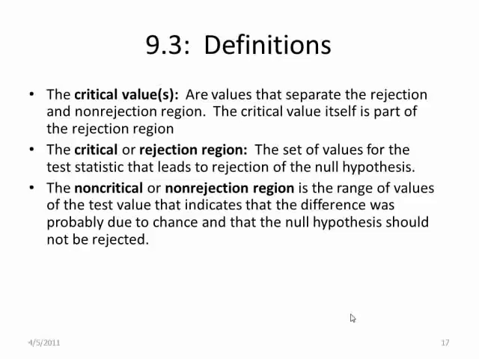Your non-rejection region or non-critical region is a range of values of the test statistic that indicates the difference between your test statistic and the value under the null hypothesis was probably due to chance, and that there is not really any significant difference between your test statistic value and the value under the null hypothesis.